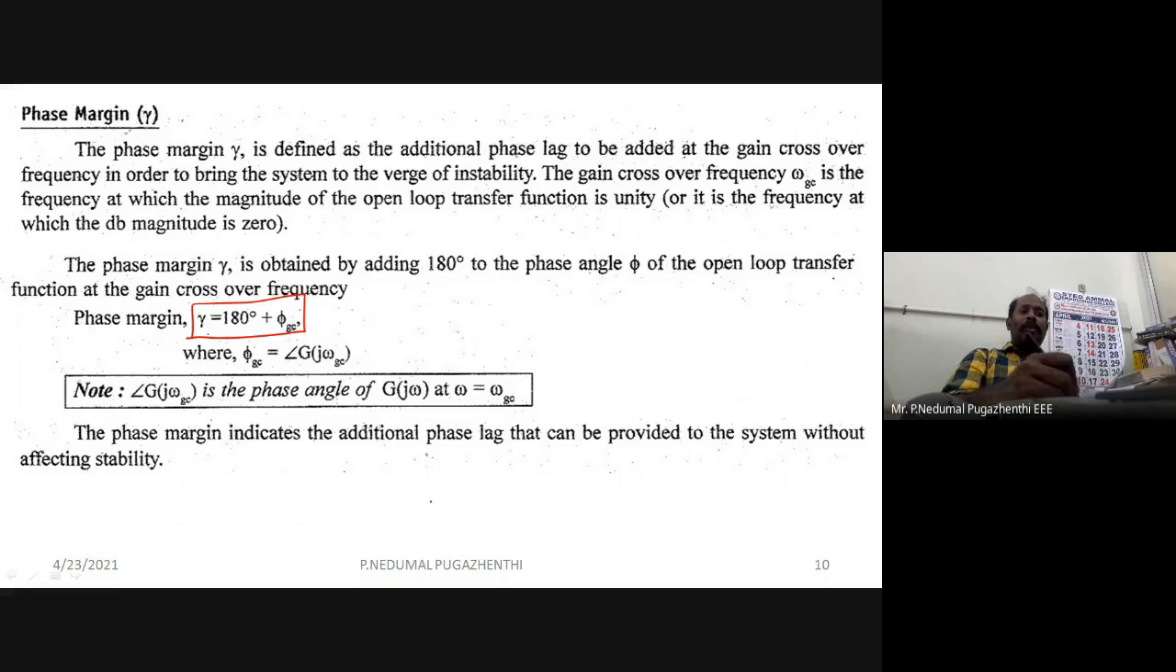So for the system to be stable, both your gain margin and phase margin should be positive, should be greater than 0. Your gain margin and phase margin should be greater than 0 to make your system stable.